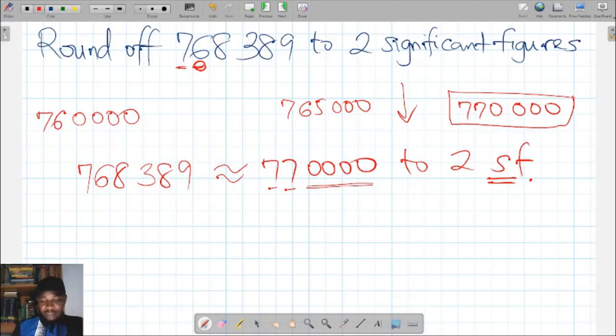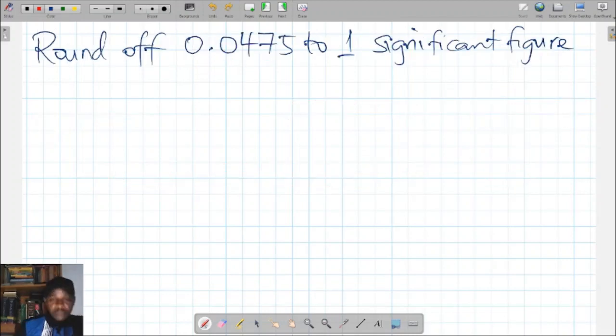So we must put the last set of zeros in this case. This question says round off 0.0475 to one significant figure. In this case, the most significant figure there is not 0, it is this 4. So to use that to form the lower bound, we just change all the other digits after it to zeros. So we have 400 as the lower bound and 500 as the upper bound.